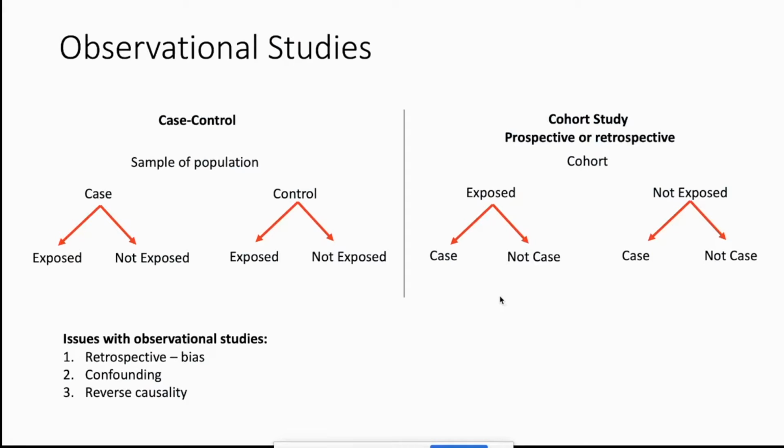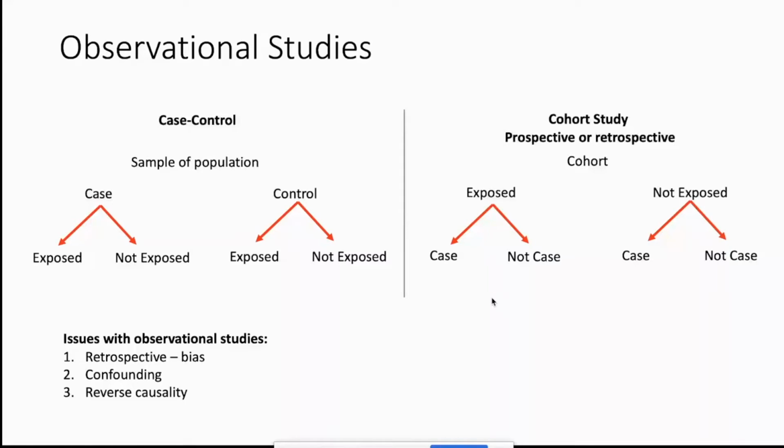Cohort studies can be prospective or retrospective, so we can follow people up over time in the future, which is called prospective, or we can look back at who had an exposure and who subsequently developed the outcome. So that's the key difference between cohort and case control: what we start with. With case control, you start with who was a case and who was a control, and with cohort studies, you look at exposures at the start.